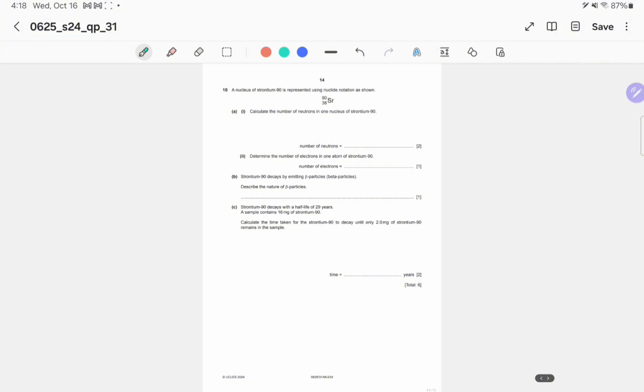Okay. Next question, 10th one. The nucleus of strontium-90 is represented in the nuclear notation as shown. Calculate the number of neutrons in one nucleus of strontium. Here 90 at the top represents proton plus neutron value. So 38 is the proton value. The number of neutrons we have to find out separately. So 90 minus 38 gives 52. 52 is the neutron answer. Very simple.